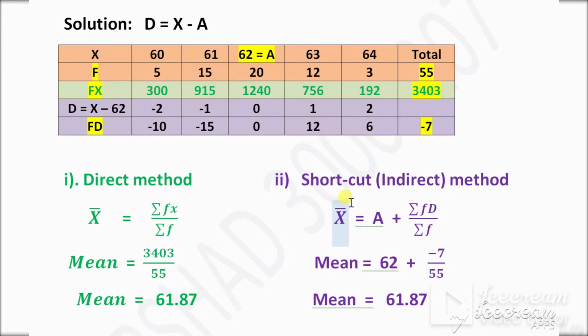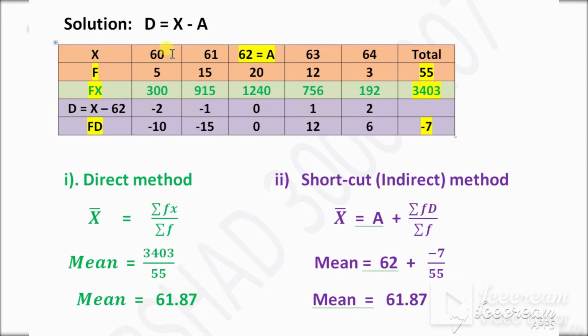Now by using the shortcut method, this was the direct method, and the indirect method is also called the shortcut method. The formula is a plus summation fd divided by summation f. A is an assumed value that we will always consider from x. So we can assume any value from x. Let's suppose a is 62. So first of all we have to find d for the formula. How to find d? d is equal to x minus a, meaning x minus 62.